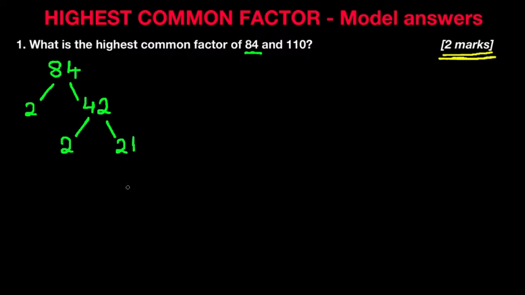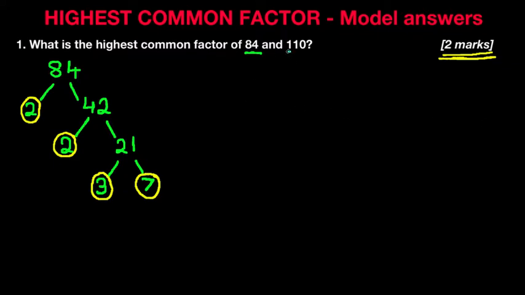Now 21 is an odd number, therefore it cannot be divided by 2. The next prime number is 3. Can it be divided by 3? Yes, it's in the 3 times table. 21 divided by 3 is 7. Now 7 is also a prime number. Therefore, we have reached the end of the factor tree for number 84. I'm going to circle all the prime factors. So those are all the prime factors for number 84.